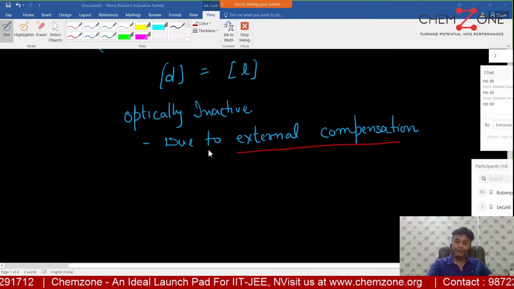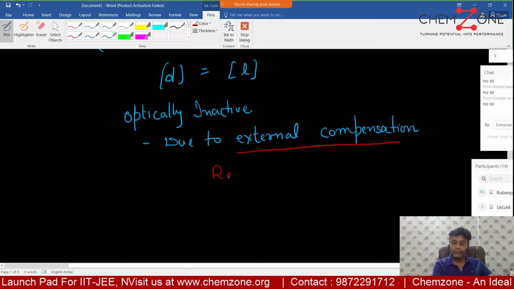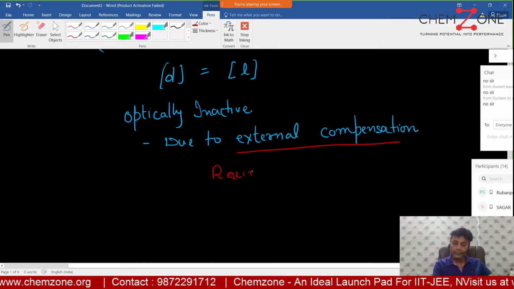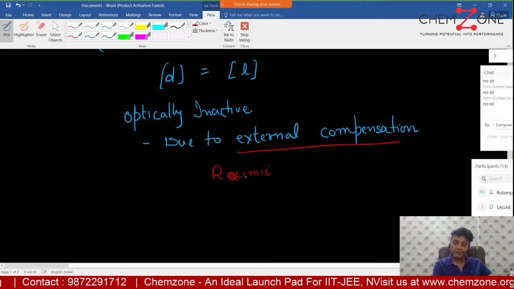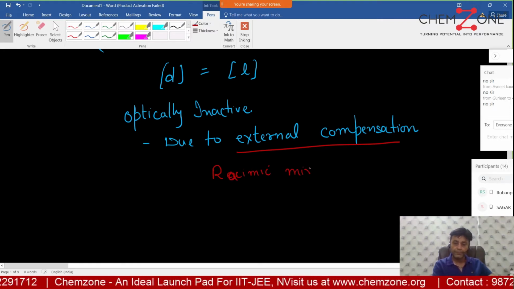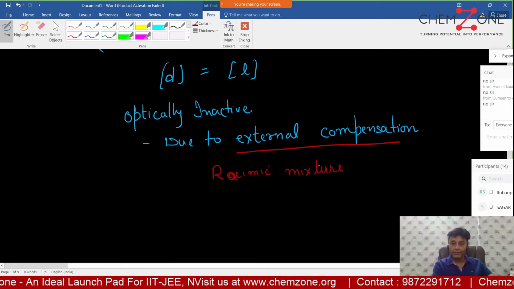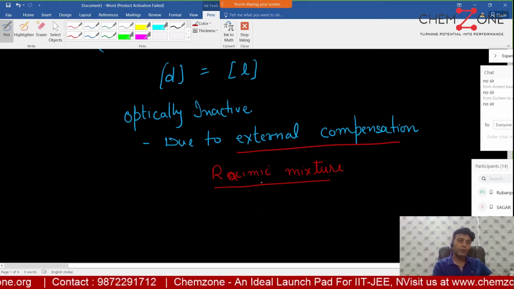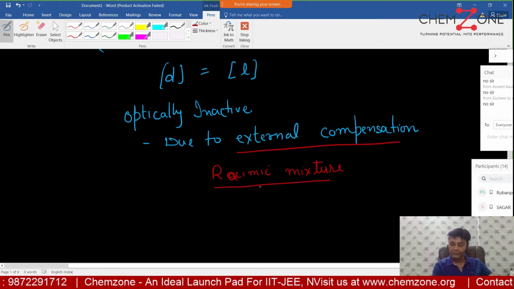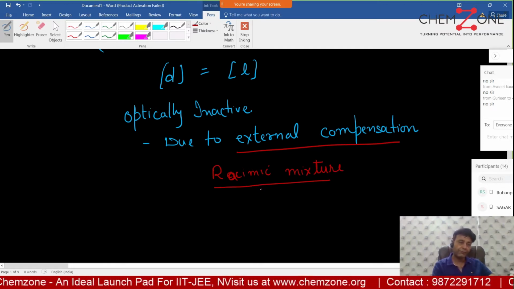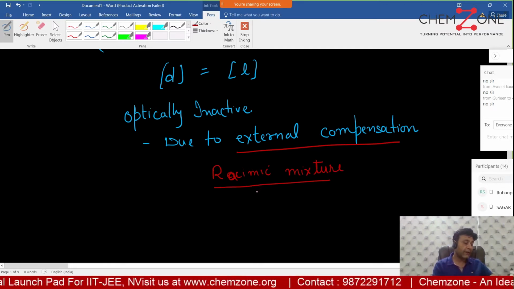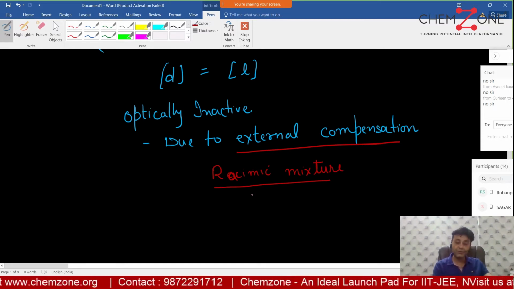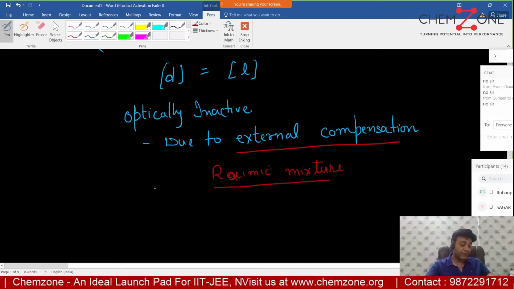Okay. This type of solution is called a racemic mixture. The mixture of two optically active compounds, but half the amount or half the concentration is dextrorotatory and half levorotatory, is called a racemic mixture. Am I clear?